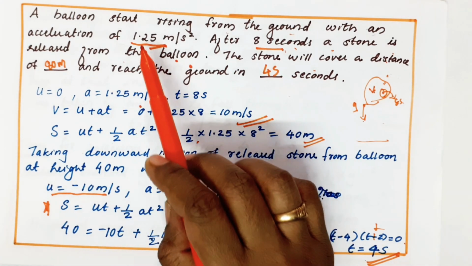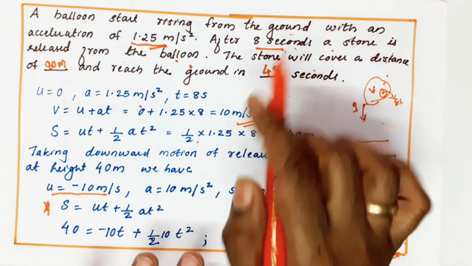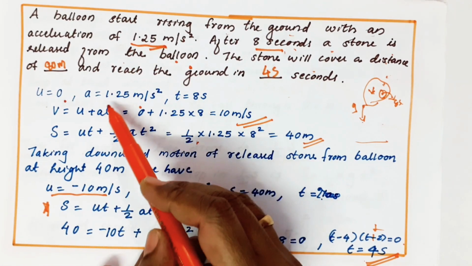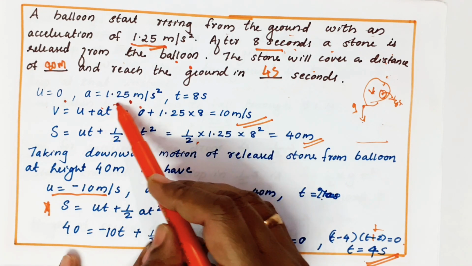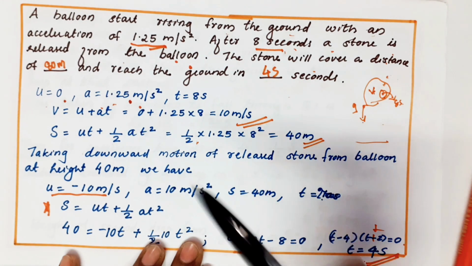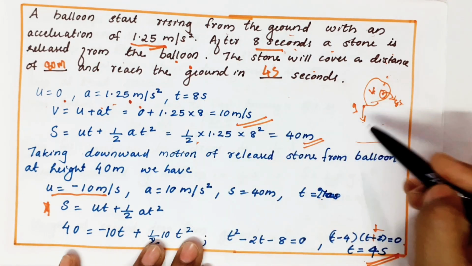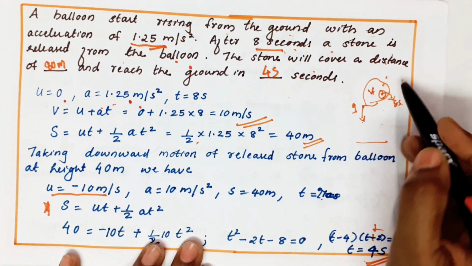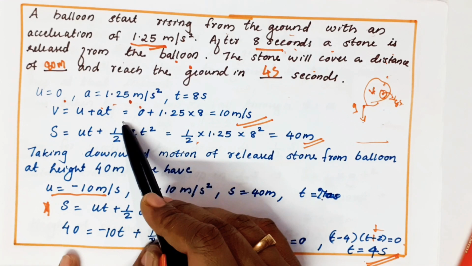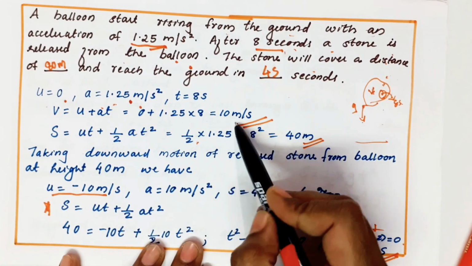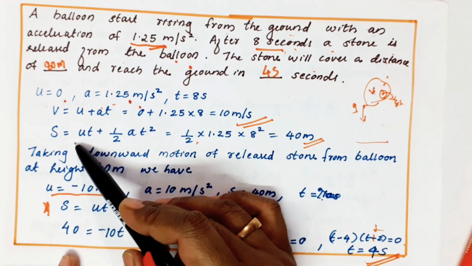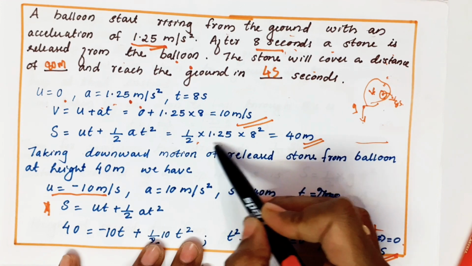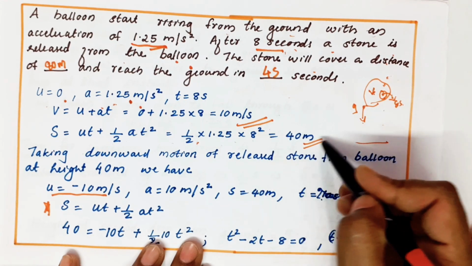So what I did is, I have substituted all the values. Initially it is starting, so initial u is 0. A is 1.25. Then time they have given as 8 seconds. So after 8 seconds, from here we are throwing a stone. Okay, so we need to find after 8 seconds what is the velocity. v equals u plus at, 1.25 into 8, that is 10 meter per second. After 8 seconds, how much distance does it travel? That is ut plus half at square, that is half into 1.25 into 8 square, that is 40 meter.